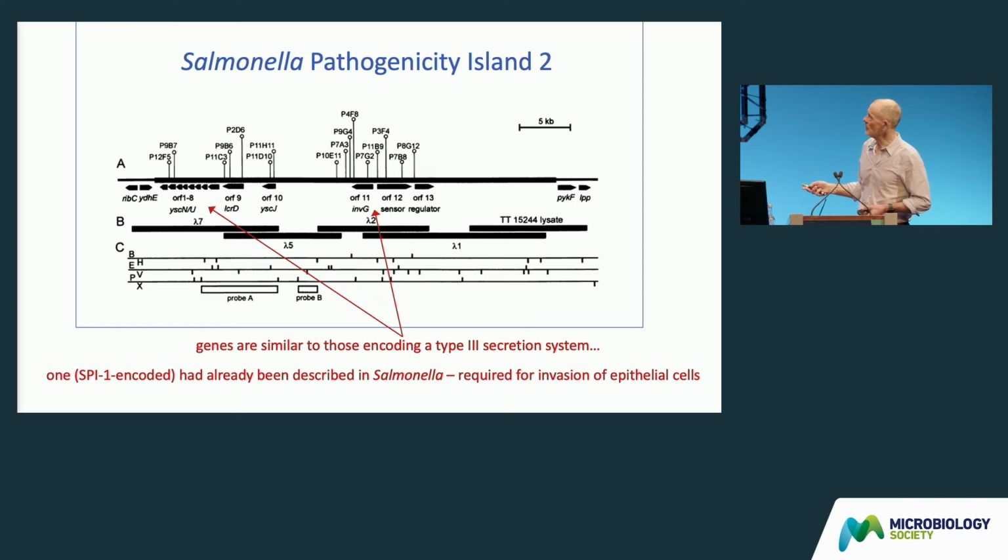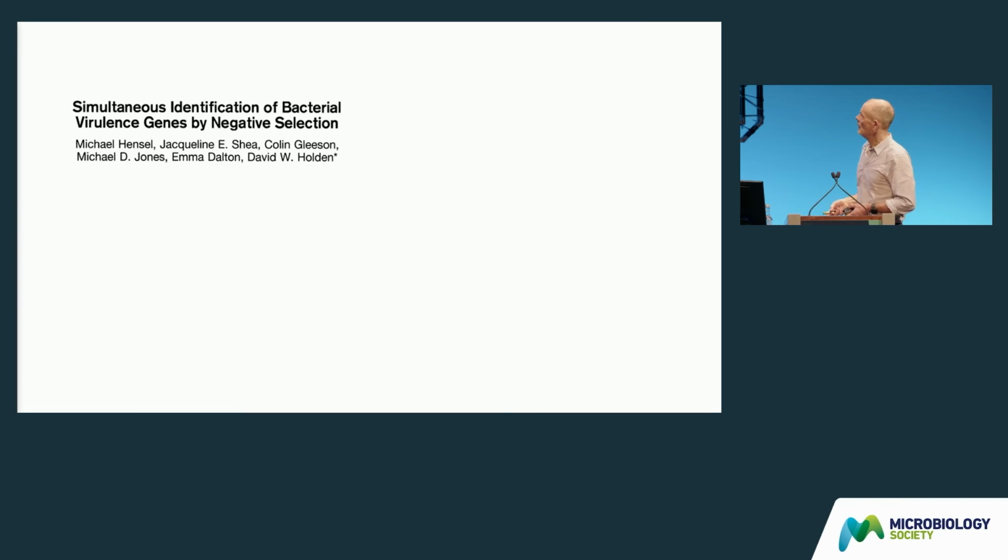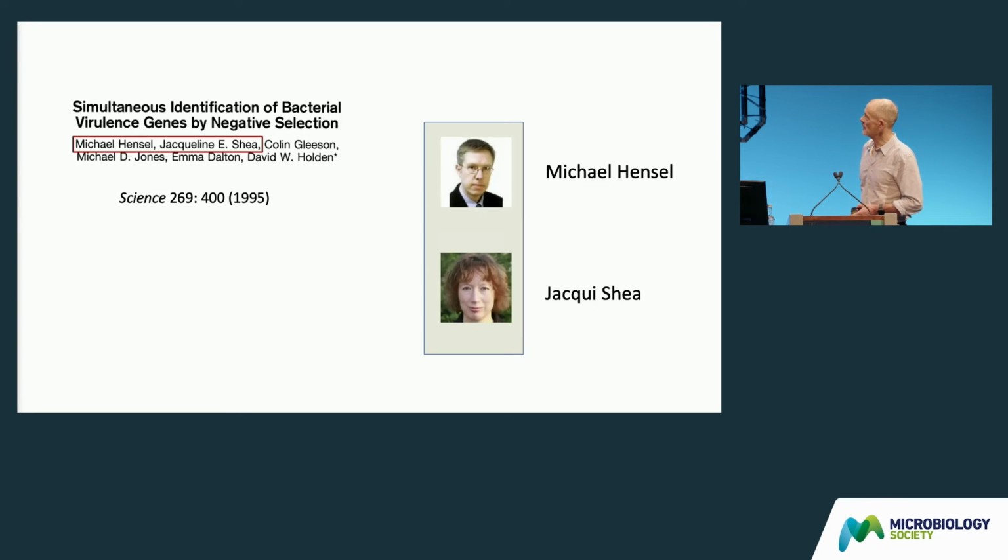So this immediately told us that there was a second type 3 secretion system in Salmonella, but this one was not involved in invasion, but in survival in the systemic phase of the disease. And so we wrote the paper up very confidently and sent it to Nature, where it was promptly rejected without review. Thank you very much, no thanks. But we persevered and we sent it to Science, and it was published in 1995.